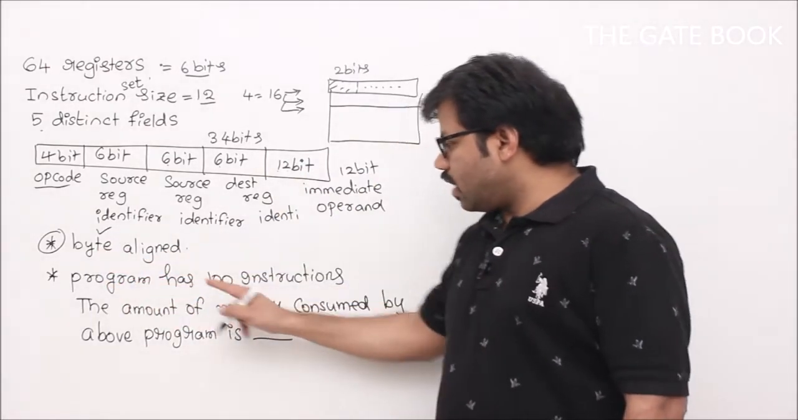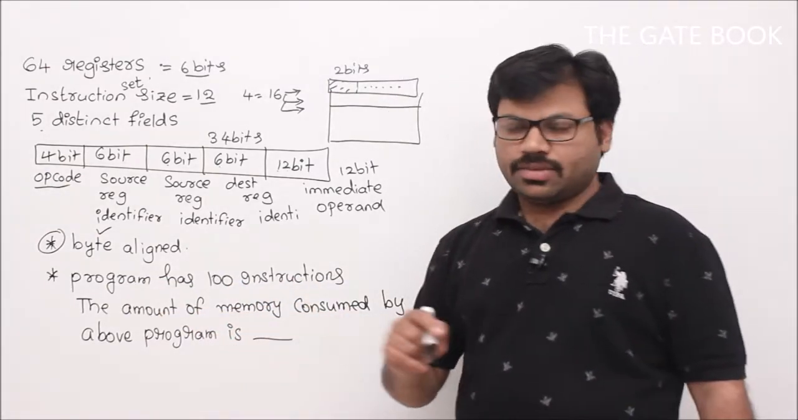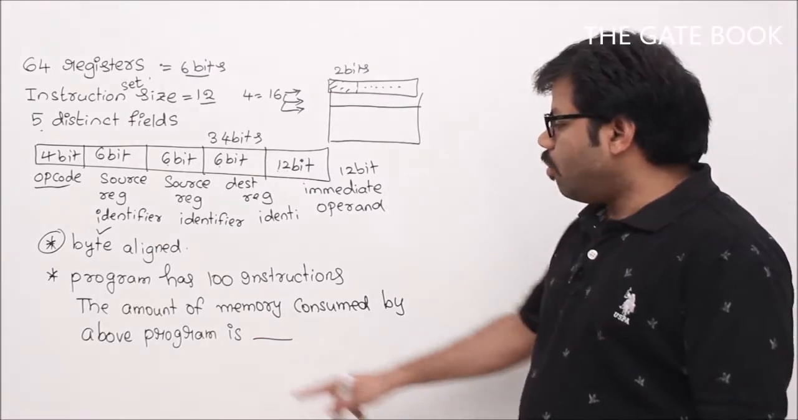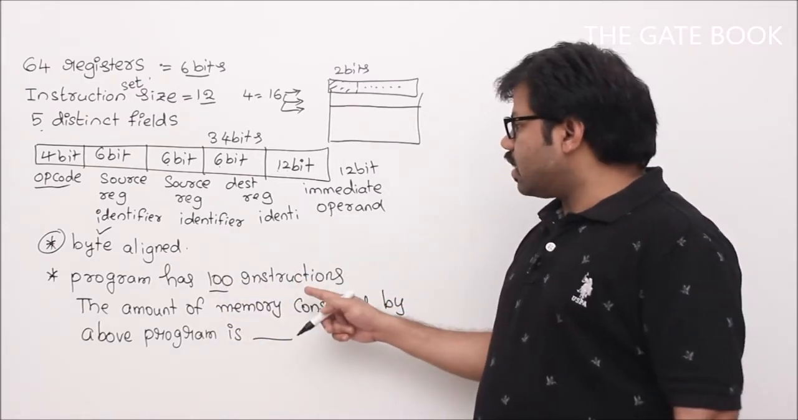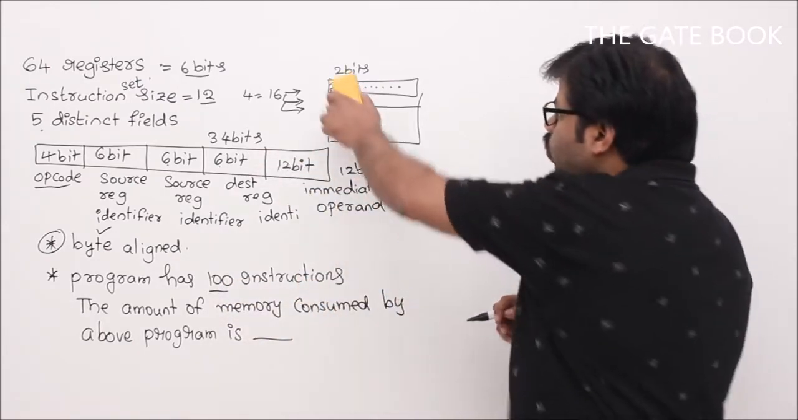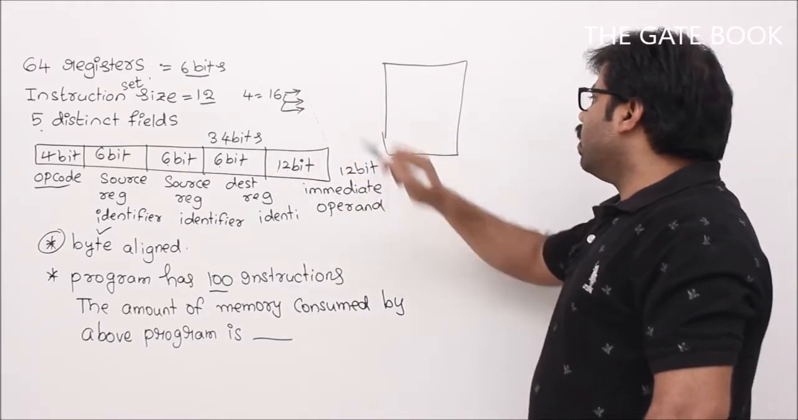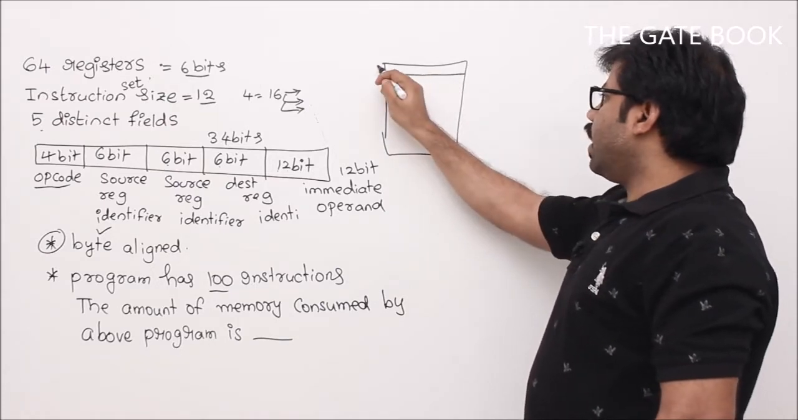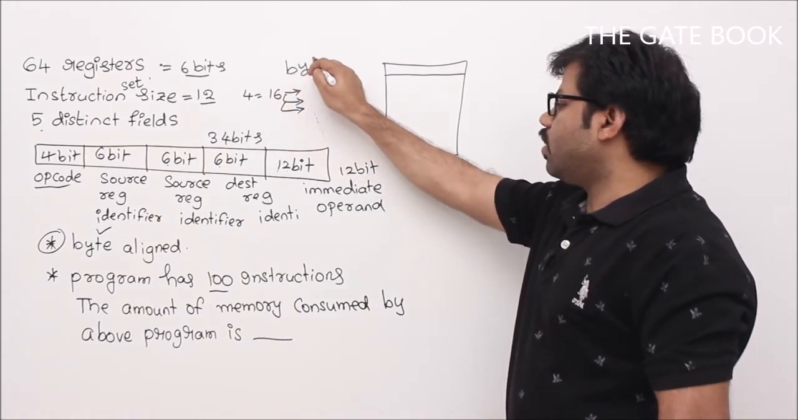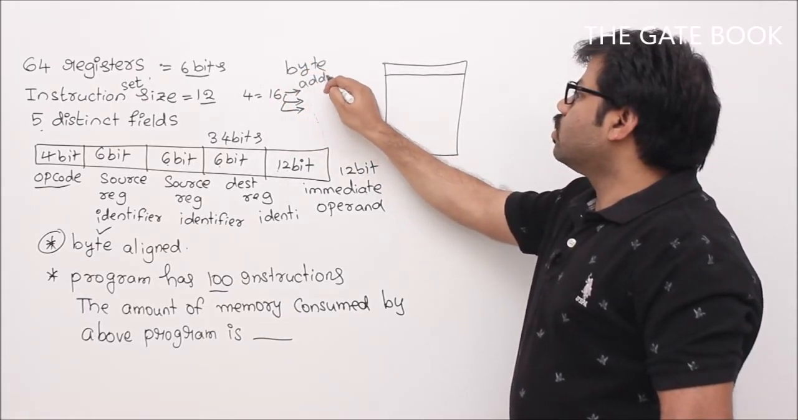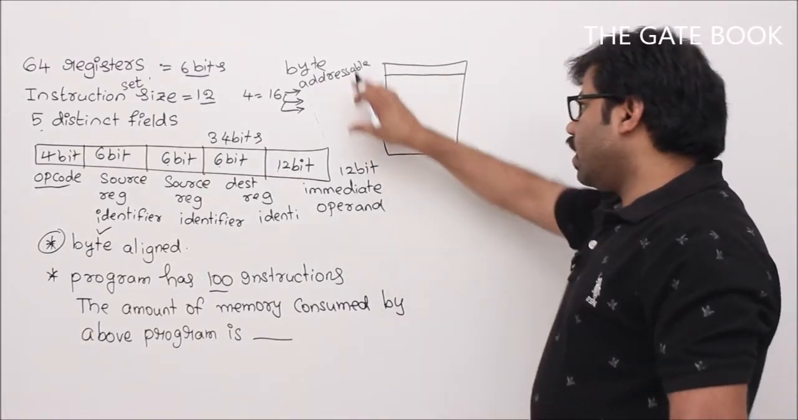Now your program has 100 instructions. The amount of memory consumed by the above program is dash. So here since you have 100 instructions, what is each instruction size? 34 bits. Now try to keep one such instruction in memory. You have this memory, right? I assume that the machine is byte addressable, and of course in the problem it is given as byte addressable. So every byte is going to get one number. Of course that's a separate story; we don't really require it here.